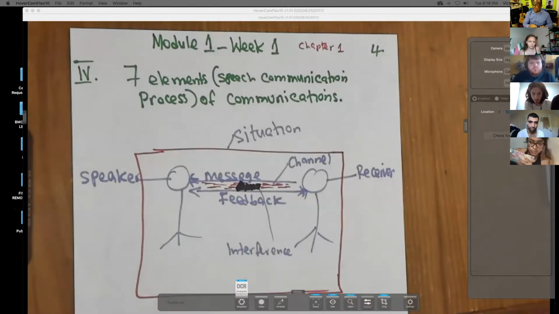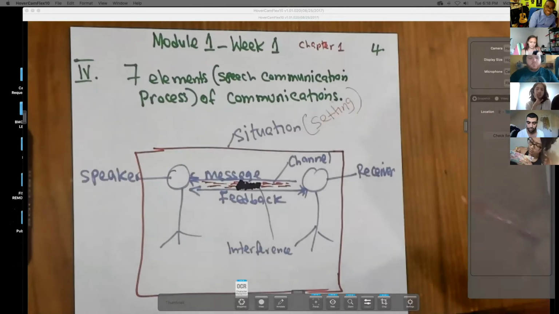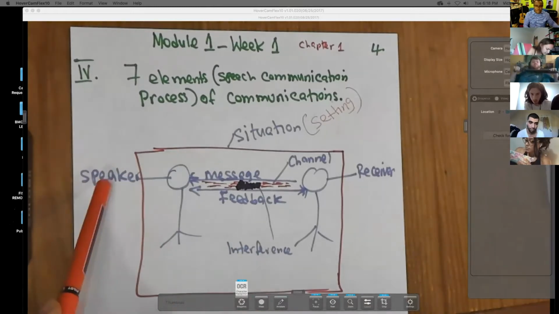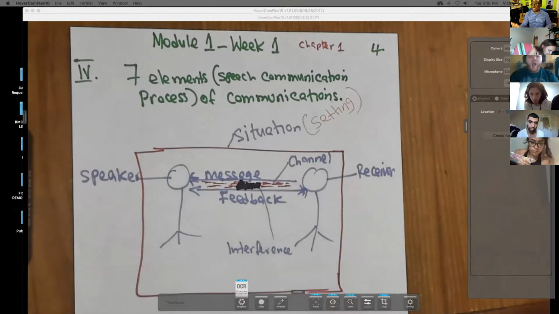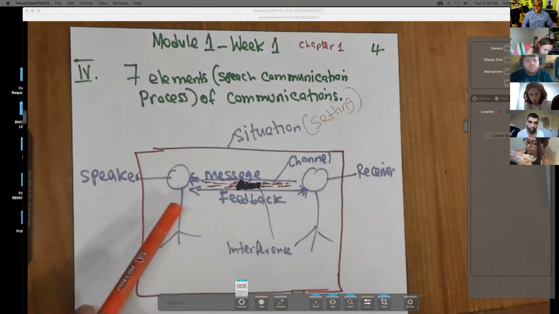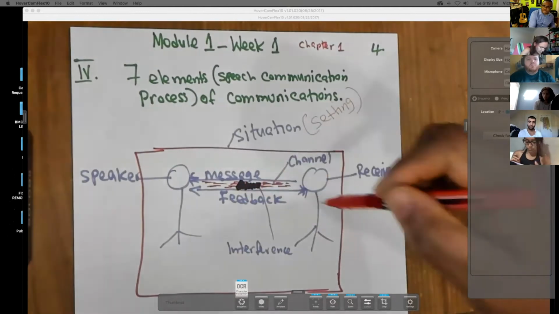You see the box? The box is called the situation, and it's also called the setting. That tells you where the communication is taking place, because communication can never take place in a vacuum. And then you have the speaker who speaks, and the receiver who receives the information. The speaker sends a message and the receiver sends feedback. So we've identified the situation, also known as the setting, the speaker, the receiver, the message, and the feedback.